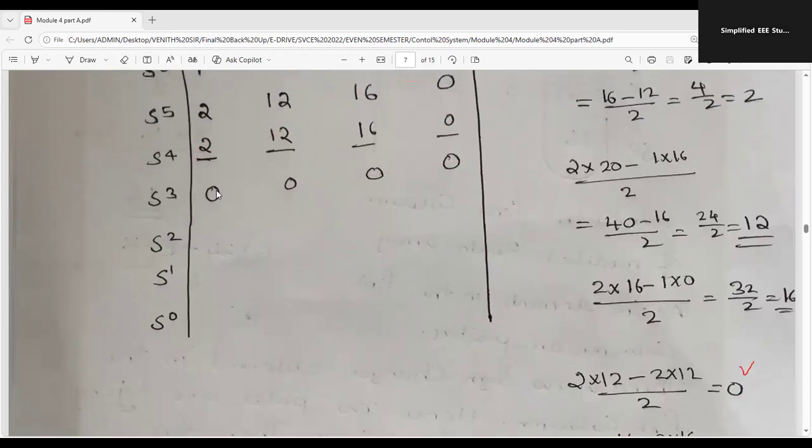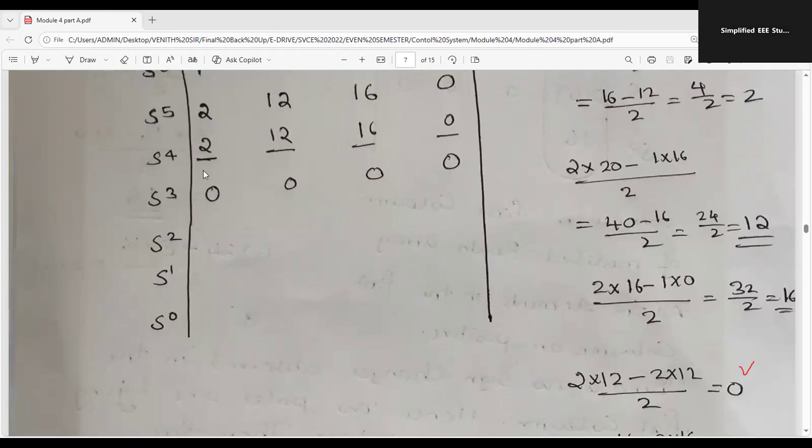So I want to remove the 0. For that purpose, I'll introduce one new concept called the auxiliary equation. What is the auxiliary equation? I found that corresponding to s to the power 3, all the elements are 0. So what about the previous elements? That is 2, 12, 16, 0.